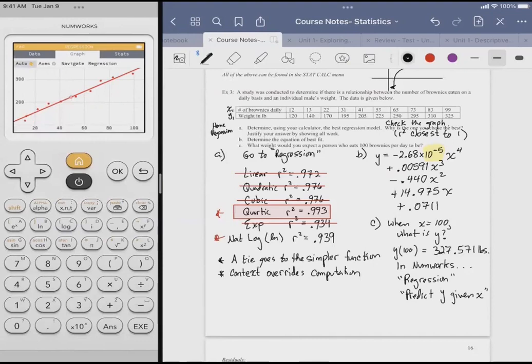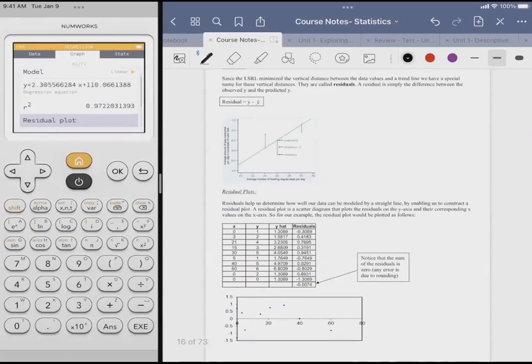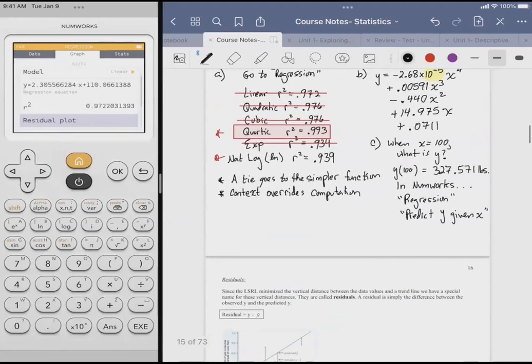All right. So how can we justify the linear? We go back into regression and you see something called a residual plot. The residual plot is very important. And you can see, like on the next set of pages, there are explanations of how you come up with residuals and things like that. But I'm just going to hit OK on the residual plot.